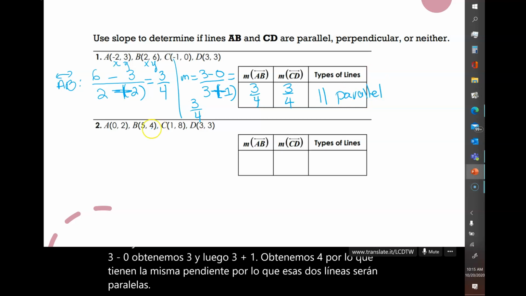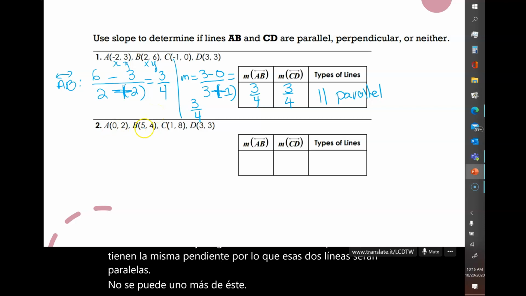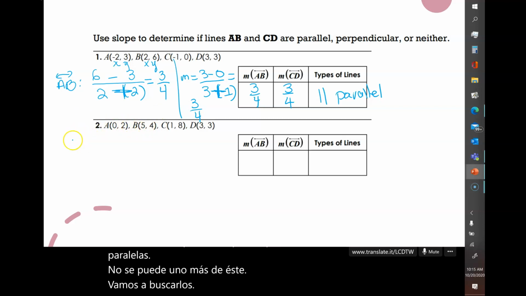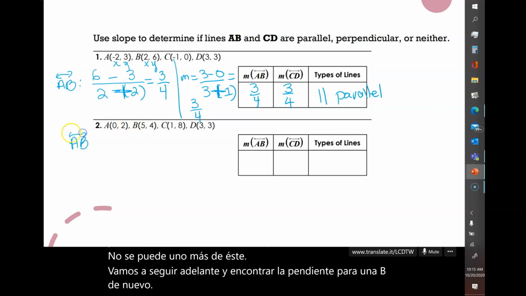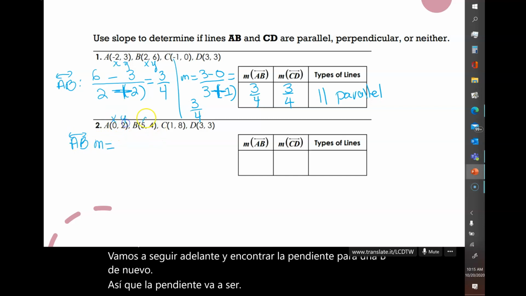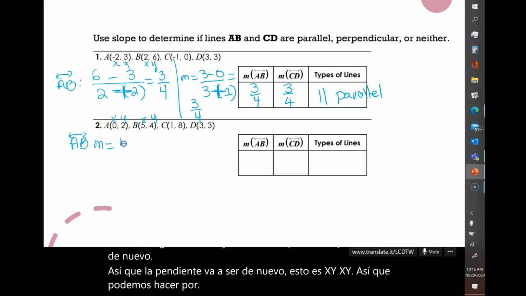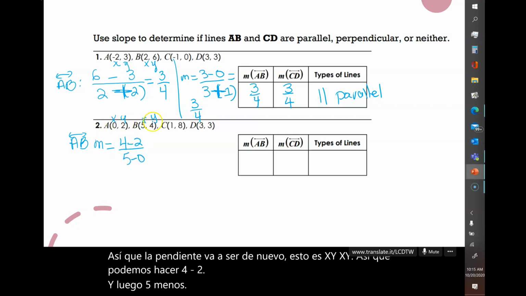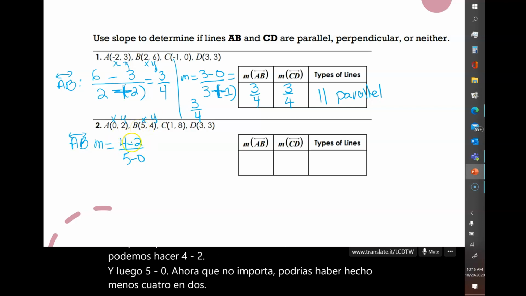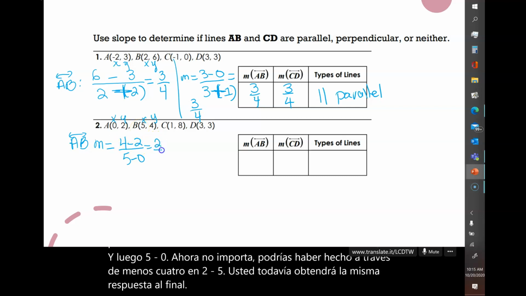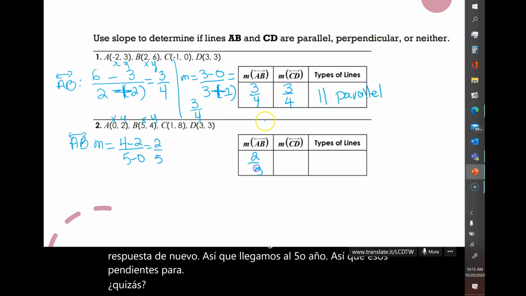Okay, one more of this one. Let's go ahead and find the slope for AB again. So the slope is going to be, again, this is xy, xy. So we can do 4 minus 2, and then 5 minus 0. Now, it doesn't matter. You could have done 2 minus 4 and 0 minus 5. You will still get the same answer at the end. So we get 2/5 here. So the slope for AB is 2/5.